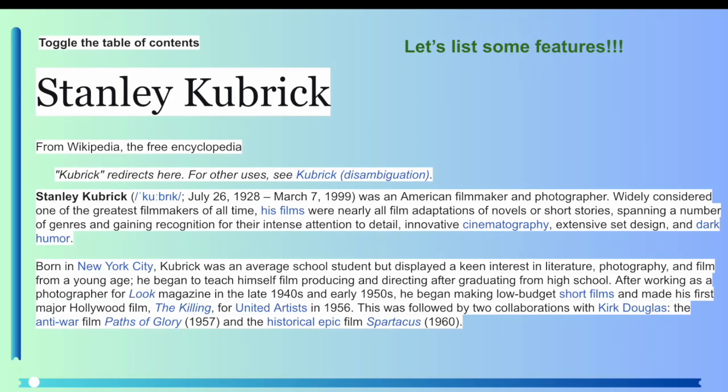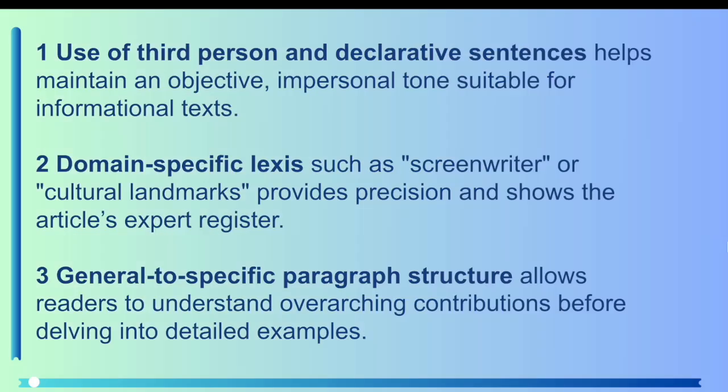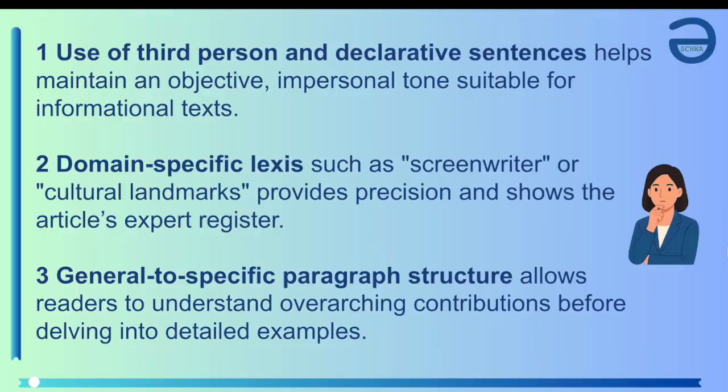So looking at the article again, we're going to list some of the features. So you can see here some details about Stanley Kubrick, then who he is, and it goes on to talk about his high school and some of his work. The features that are the most common are use of third person and declarative sentences. Then there's domain-specific lexis such as screenwriter and general to specific paragraph structure. We can also take a look at more features.